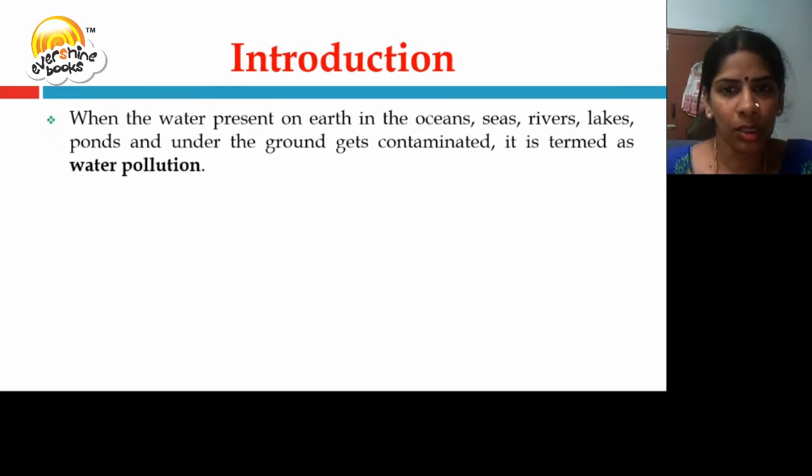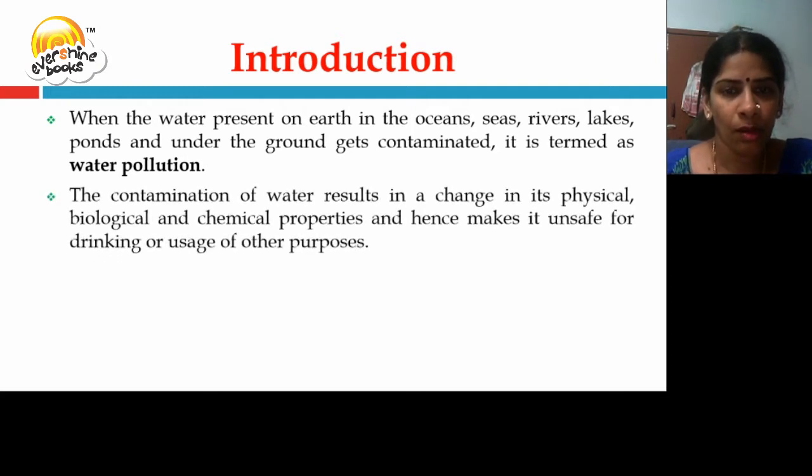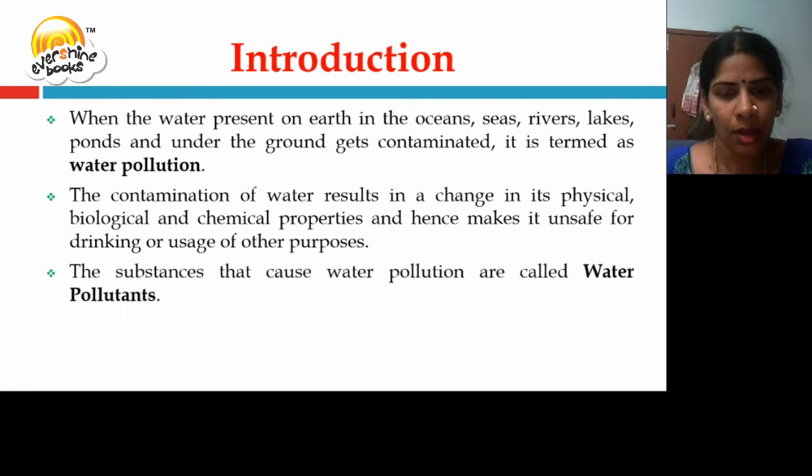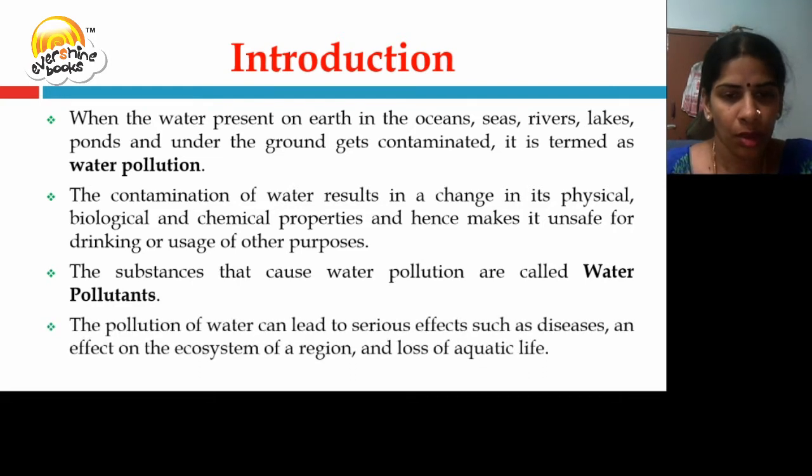When the water present on the earth in the form of oceans, seas, rivers, lakes, ponds and under the ground gets contaminated, we call this water pollution. The contamination of water results in a change in its physical, biological and chemical properties. Hence, it makes drinking unsafe and unfit for other purposes. The substances that cause water pollution are called water pollutants. The pollution of water can result in serious effects such as diseases, and it also affects the ecosystem and causes loss to the aquatic life.